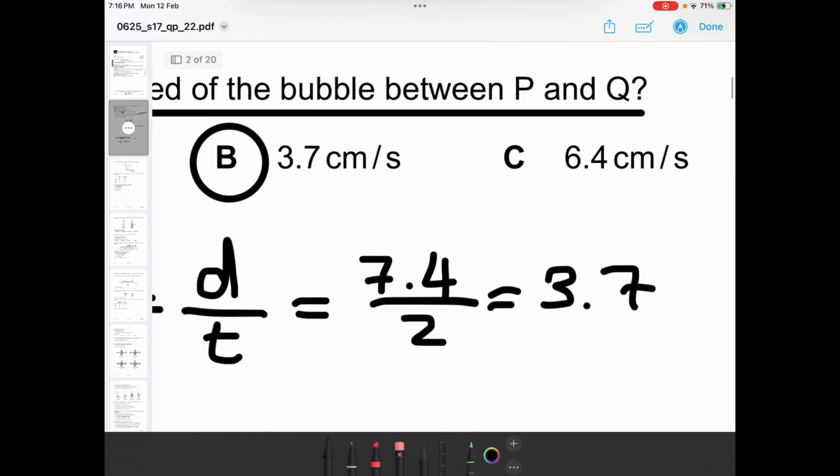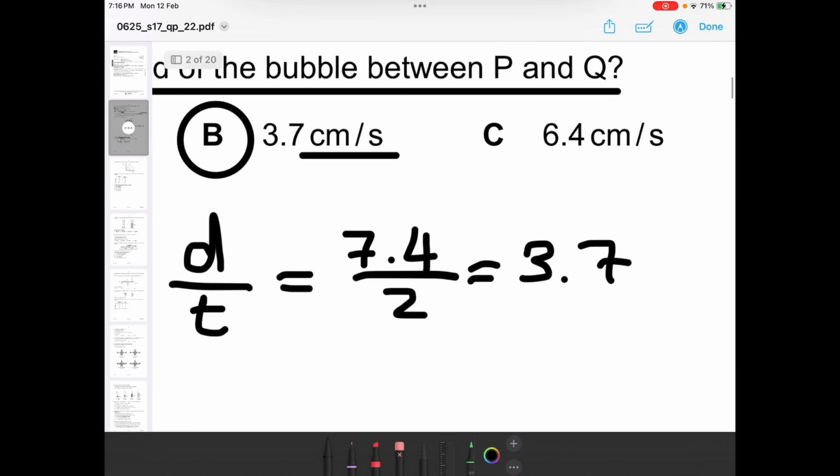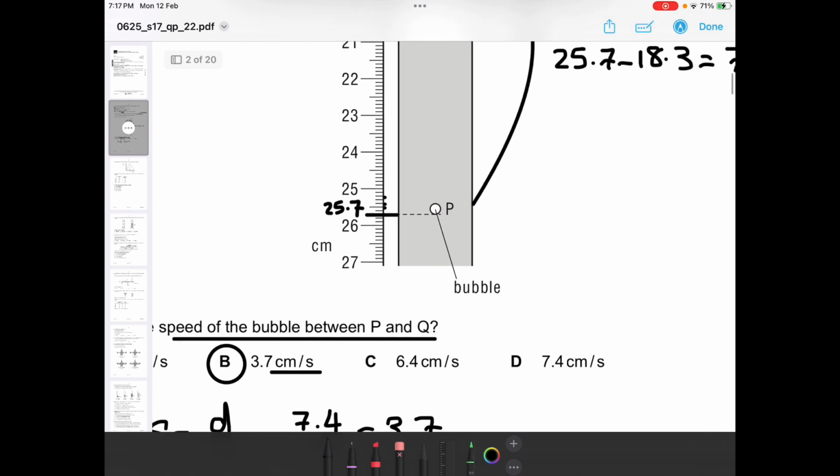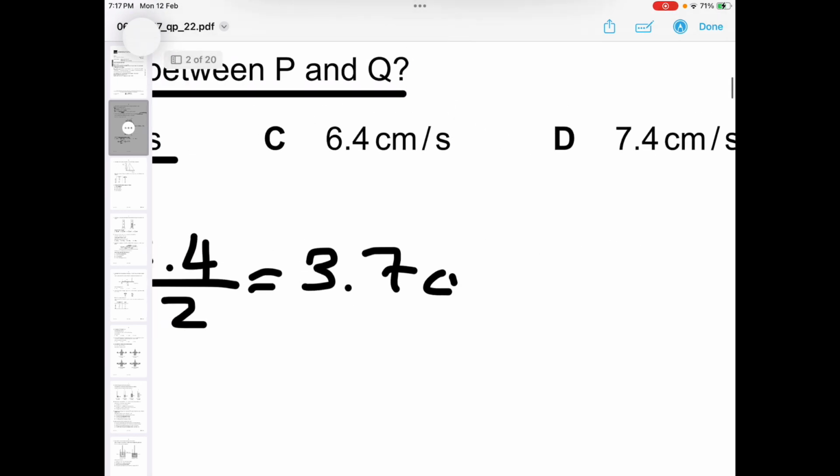Obviously here the unit is centimeter per second because the unit for distance over here is in centimeters, and the unit for time is seconds. So the unit here is centimeter per second.